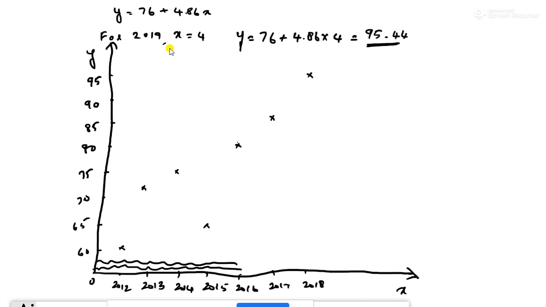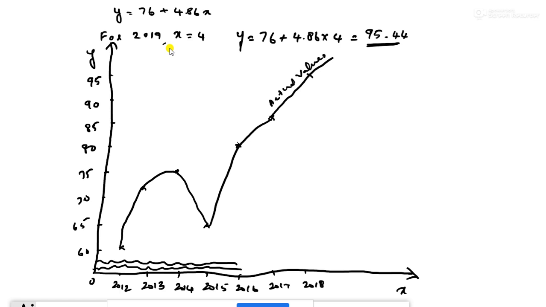Now you can join these points. When you join these points, the curve will be like this. So this is the curve for actual values.